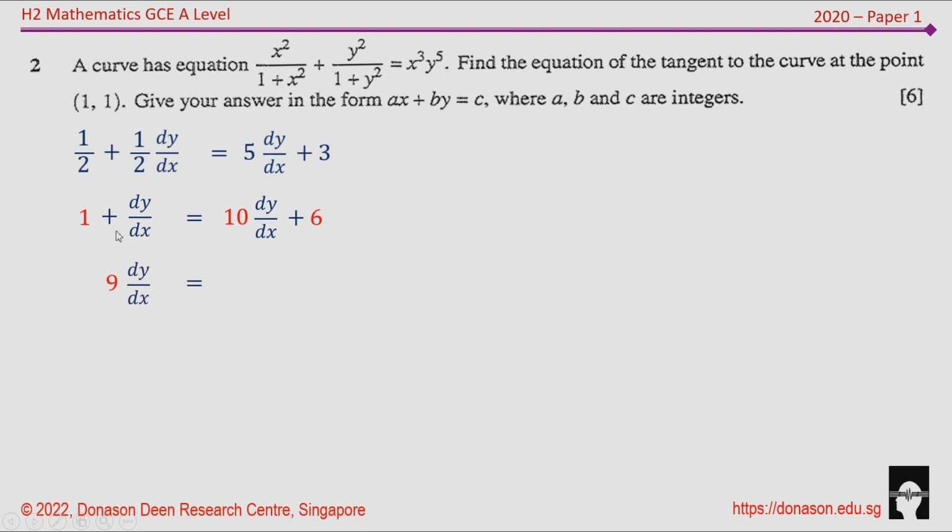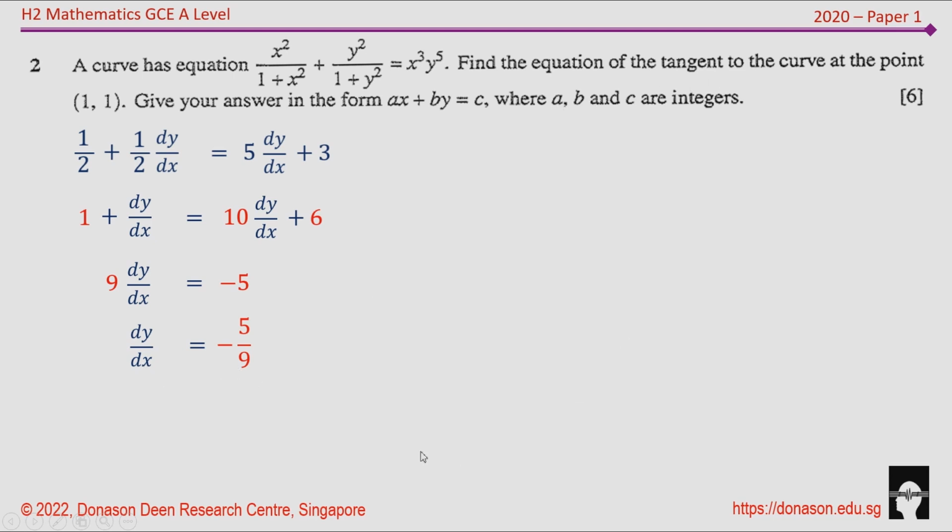10 dy dx minus 1 dy dx is going to give you 9 dy dx, and then of course I brought the dy dx to this side. I'm going to throw the 6 over to the other side, so it's going to become 1 minus 6. 1 minus 6 is of course going to become minus 5, and therefore the gradient of the tangent, dy dx, is minus 5 over 9. So there we have the gradient of the tangent.